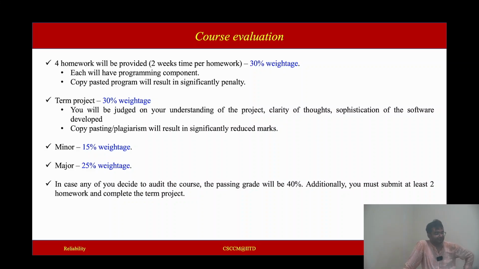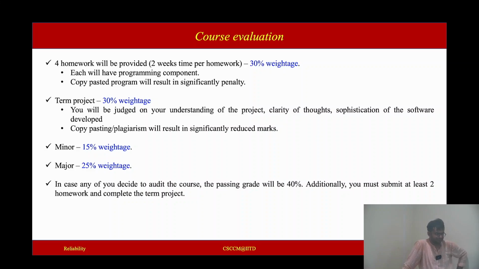So, in case you decide to audit, the passing grade is 40%, that is usual, but the other part is not usual. You have to submit at least 2 homework, submit what marks you are getting, I do not care, and complete the term project.